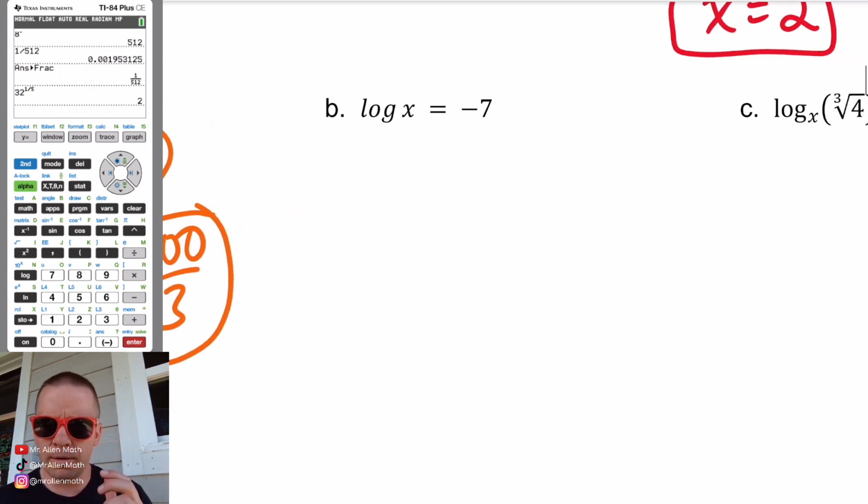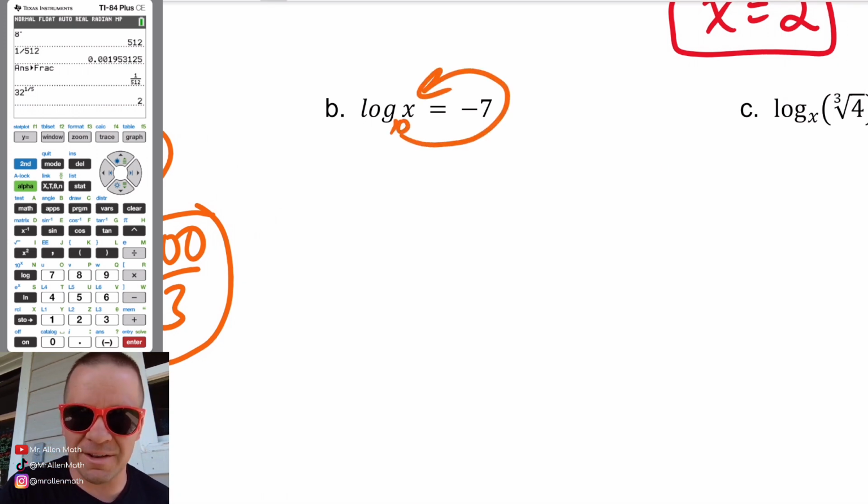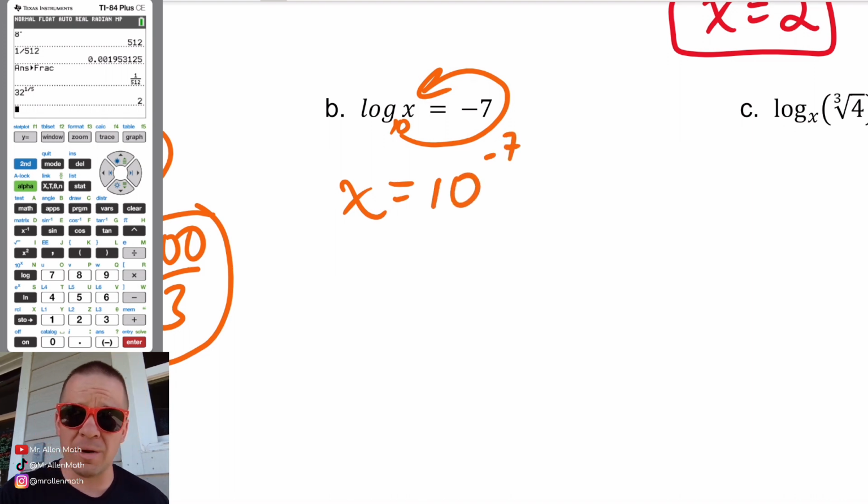So we got log. There's no base there, right? So that means it's base 10. So I'm going to have 10 raised to the negative 7th. So x equals 10 to the negative 7th. If you want to get the decimal equivalent, we can go ahead and plug that into our calculator, but it's going to be a lot of zeros, right?